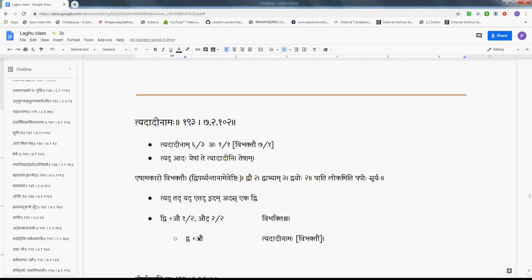Once this is done, now what will happen? Vriddhi will happen and you will get dvau. So that is the siddhi of dvau here. So dvau, vriddhi rechi. Once h follows, then vriddhi, vriddhi rechi. So dvau is the siddhi here of prathama and dvitiya dvivachana.